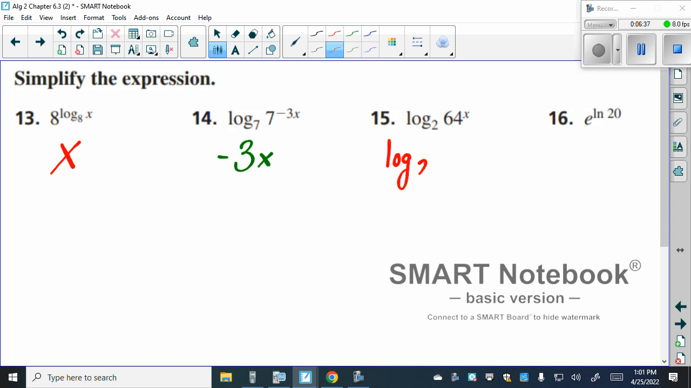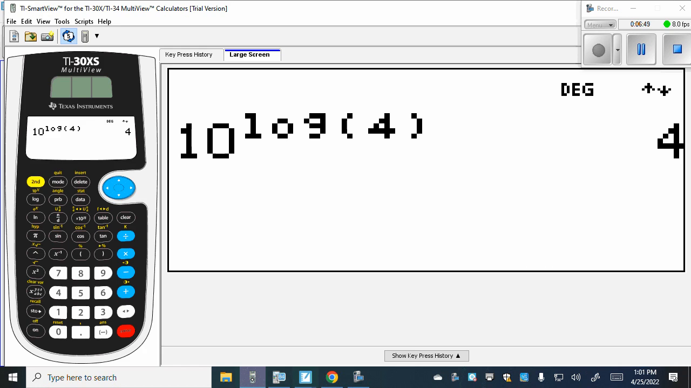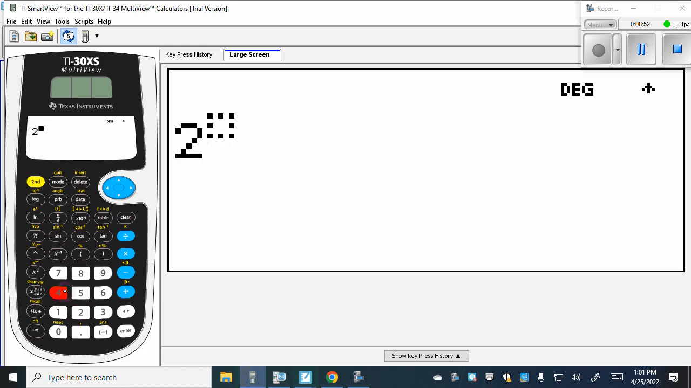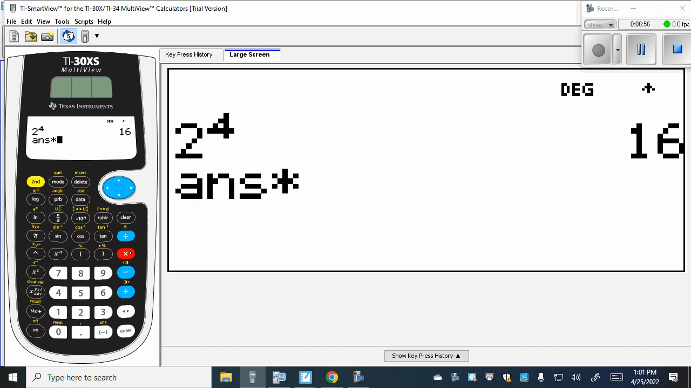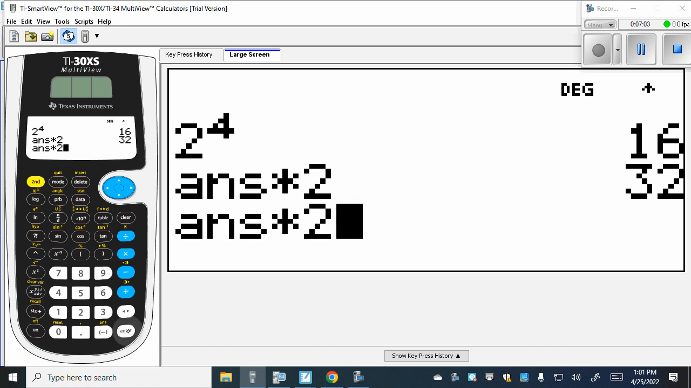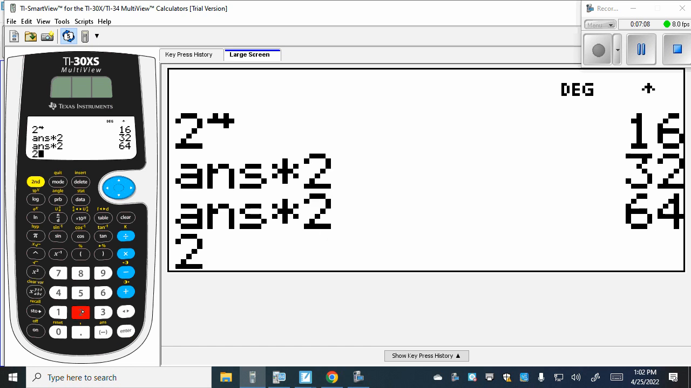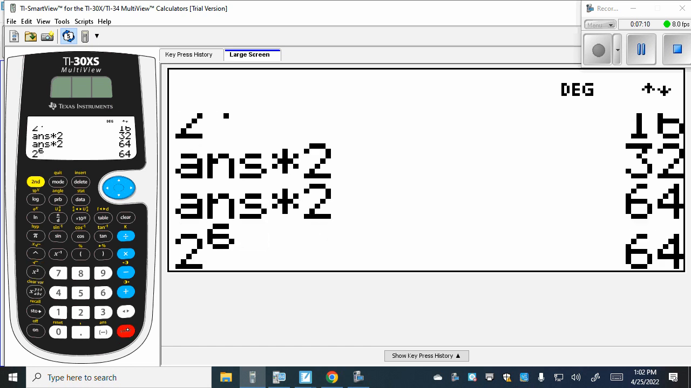Now, here, 2 and 64 are not the same. But we need to see if we can rewrite 64 as 2 to a power. So we could say 2 to the 4th is 16. If I multiply it by 2, so 2 to the 5th, one more would give us six 2s, which is 64. So we can say 2 to the 6th is 64.